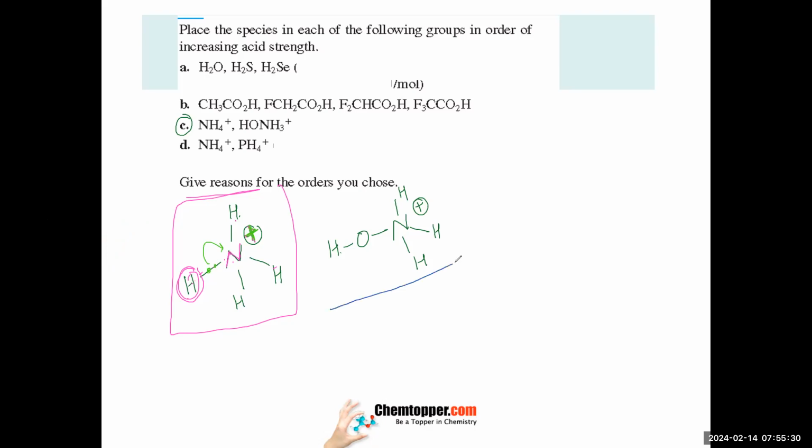What about this one? Here you can see 2 hydrogens acidic. One on the oxygen, one on the nitrogen, right? Now compare the structure of this and this. In which case do you have more electronegative atoms? In which case?